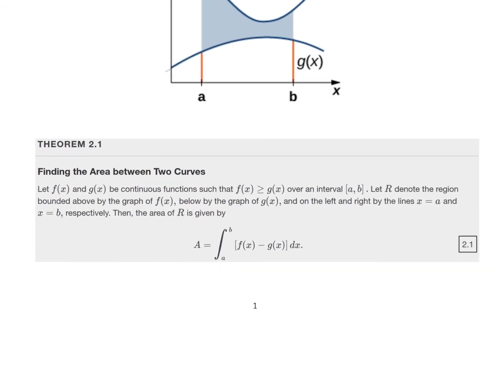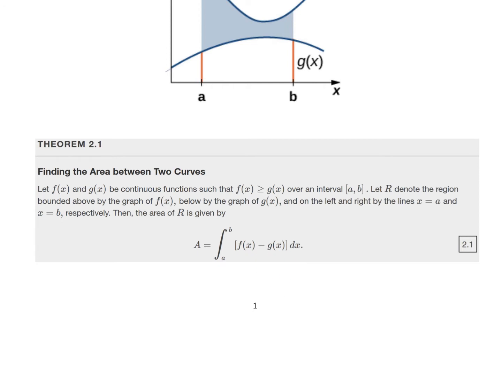Here's the theorem. It says, let f and g be two continuous functions in which f of x is the upper function, g of x is the lower function in some interval from a to b. Let R denote the region bounded between the graphs f of x and g of x, and to the left and right of x is equal to a and x is equal to b, respectively. Basically, the area between the curves then is going to be the definite integration from a to b of the upper function minus the lower function with respect to x.